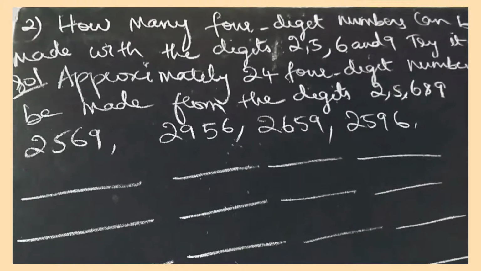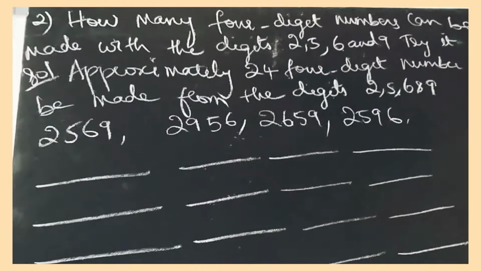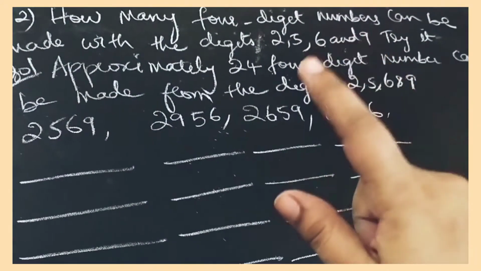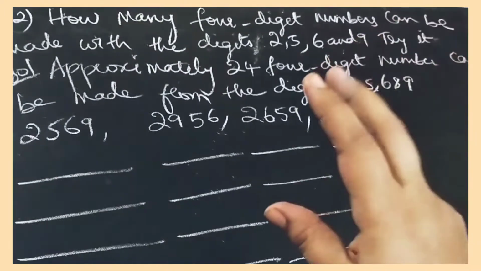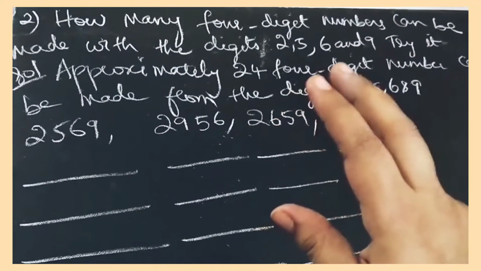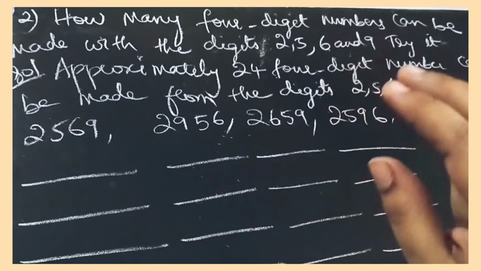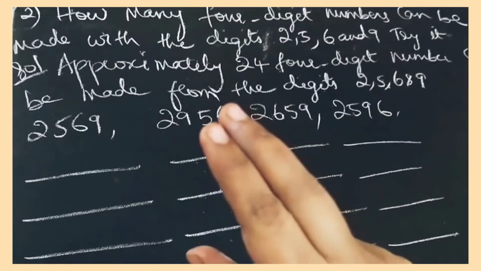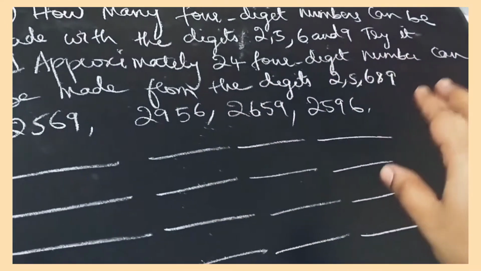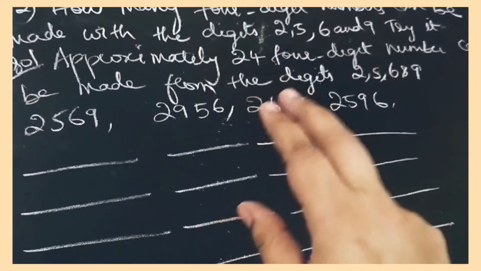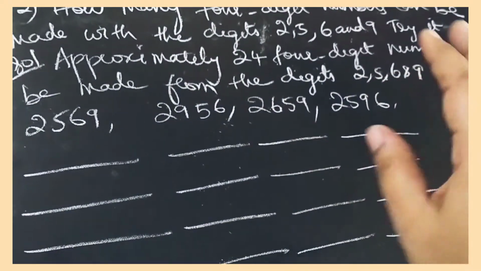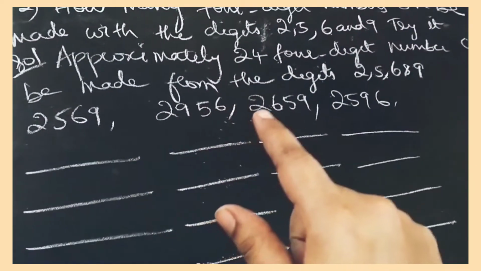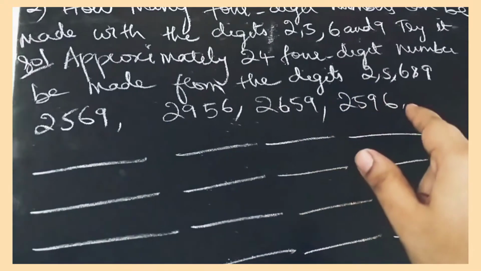The second sum: how many 4-digit numbers can be made with the digits 2, 5, 6 and 9? Four digits are given, 2, 5, 6 and 9. You have to make 4-digit numbers with these. Try it. The solution is approximately 24 four-digit numbers. Some examples are given: 2569, 2956, 2659, 2596.